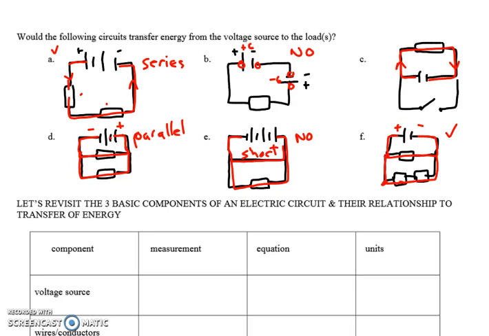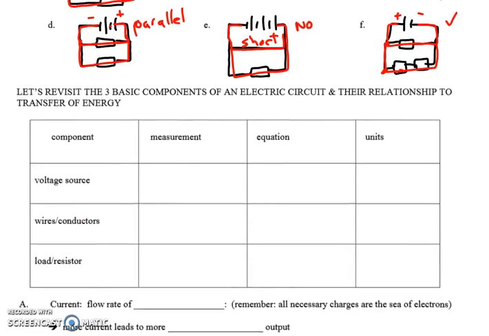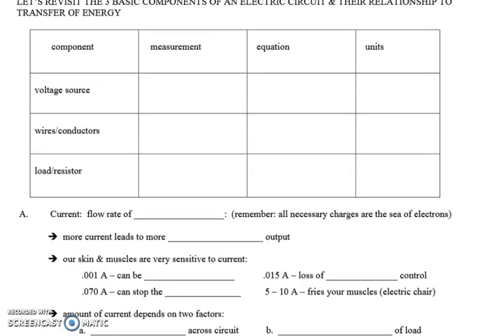All right, so let's move on to the things that we can measure about a circuit. So I'm coming back to the components that we discussed earlier in our lesson. Now we're going to look at things we'd measure about them. So let's jump right into it. So our voltage source, what we'd measure about it is voltage.